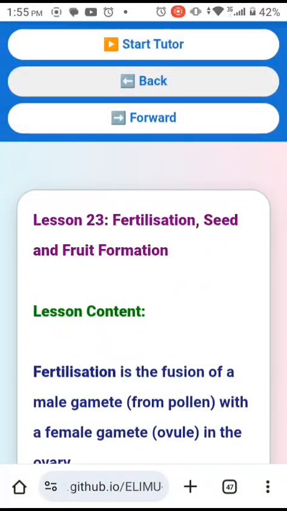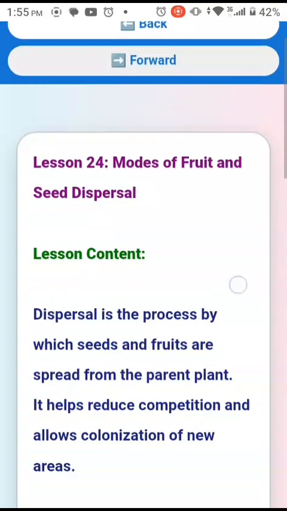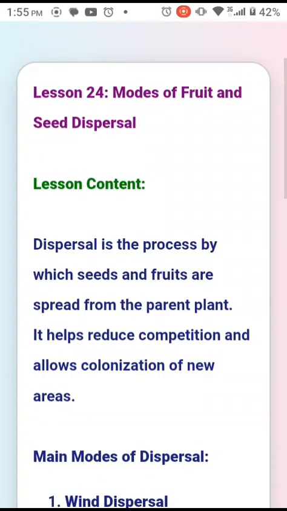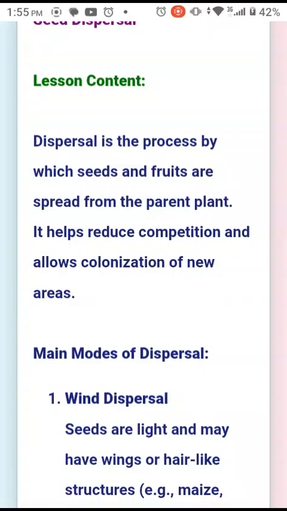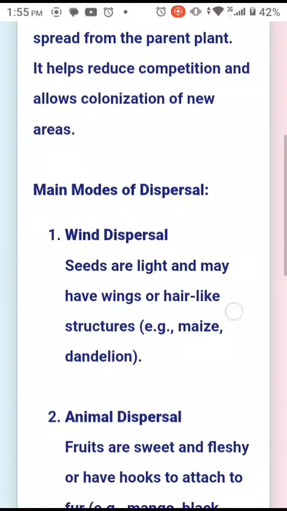Lesson 24, Modes of Fruit and Seed Dispersal. Lesson content. Dispersal is the process by which seeds and fruits are spread from the parent plant. It helps reduce competition and allows colonization of new areas. Main modes of dispersal. Wind dispersal.